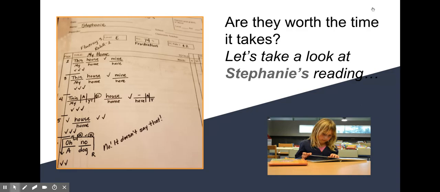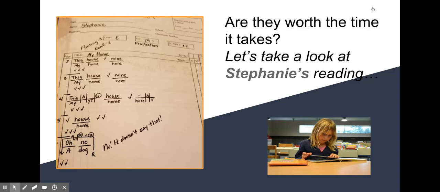So first off, if I were part of that GEIT team, I would look at the scoring at the top. The accuracy percentage on this running record is a 74%. So this text was at the frustration level for Stephanie. This is a level E text, a middle of first grade level, and Stephanie is a first grader.